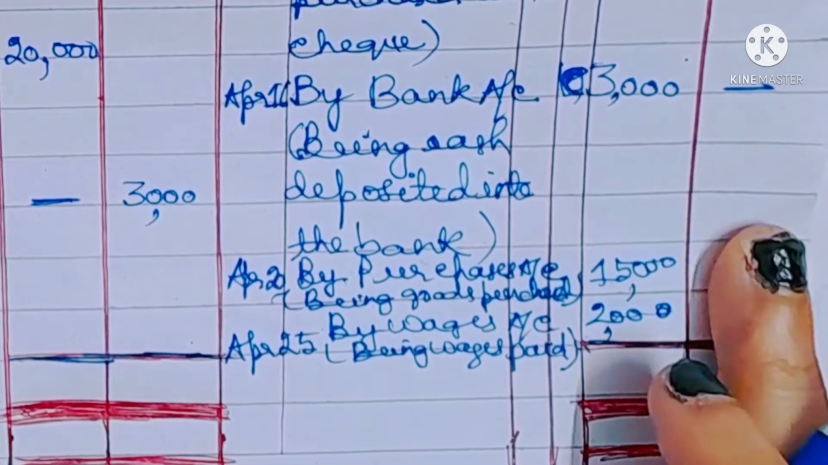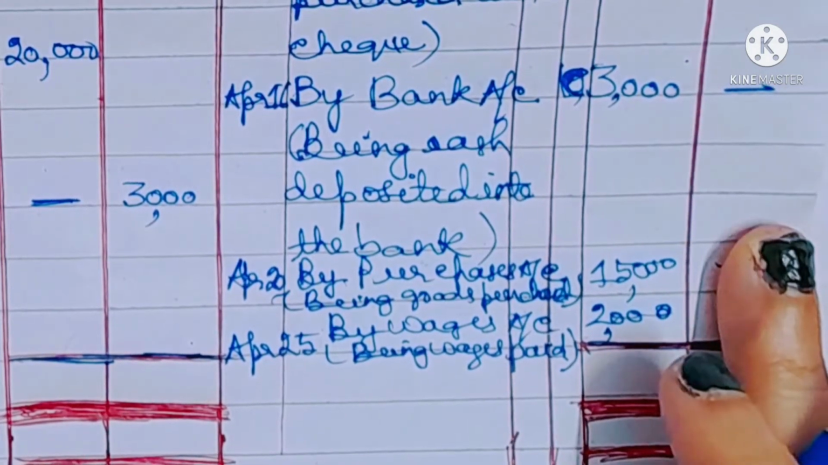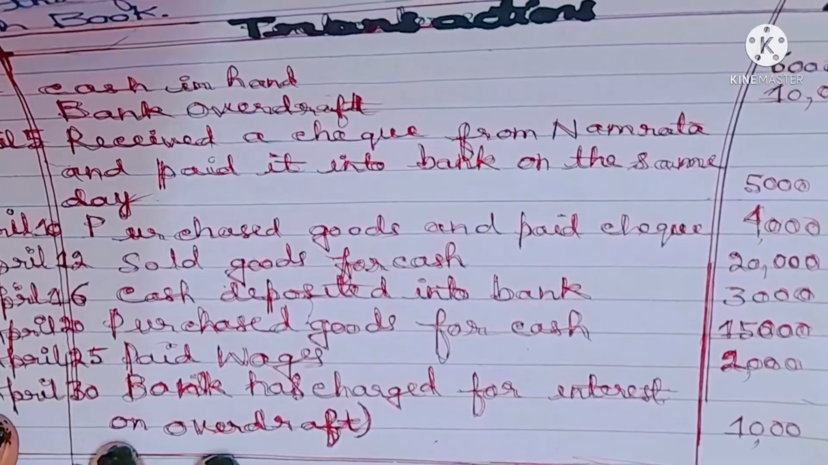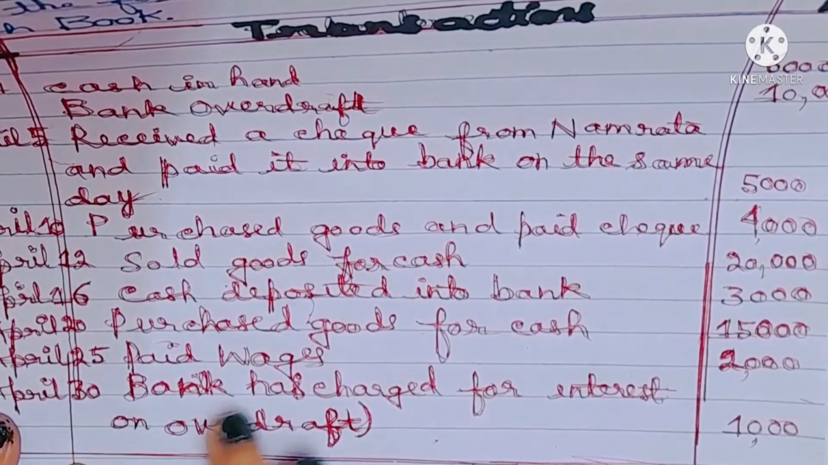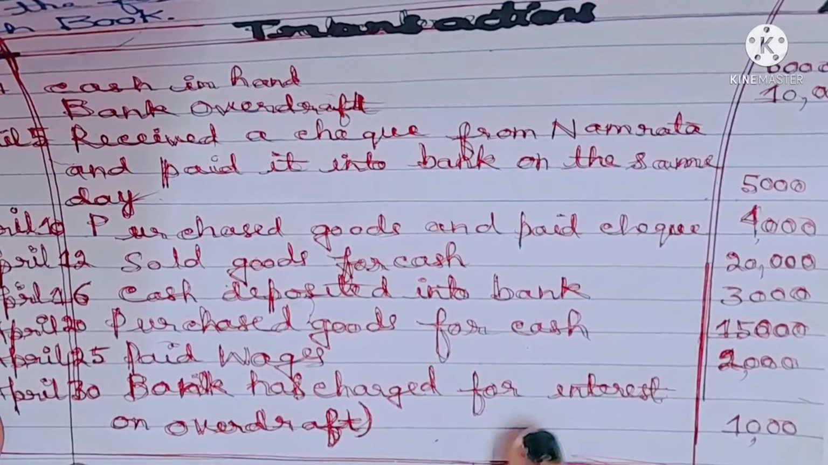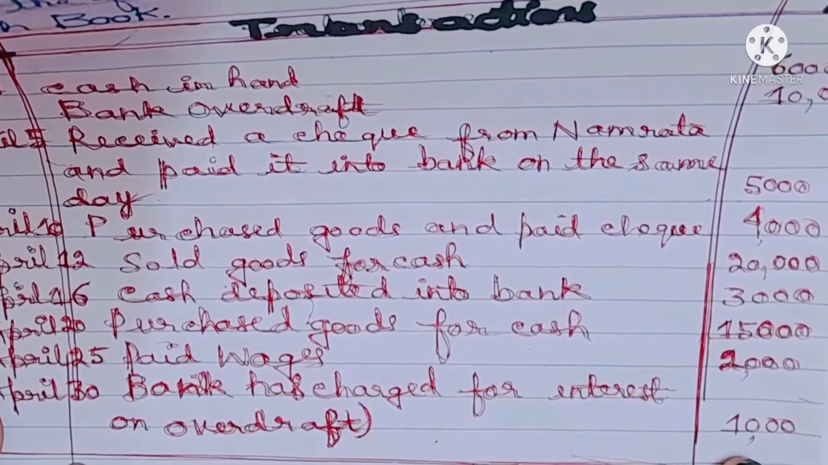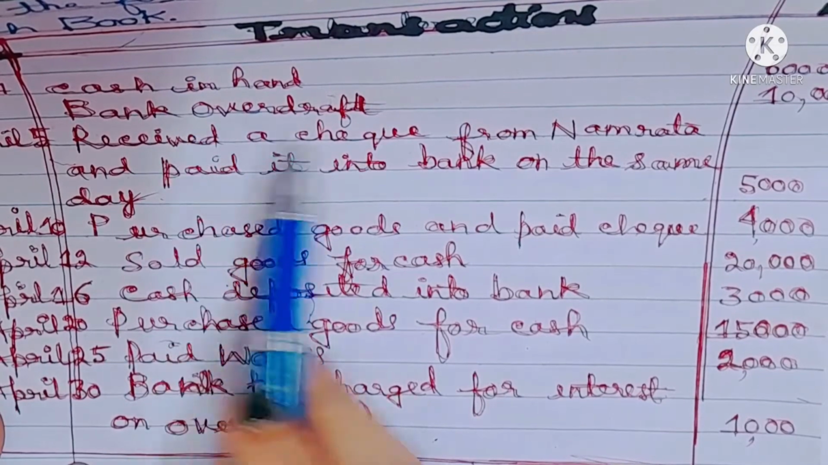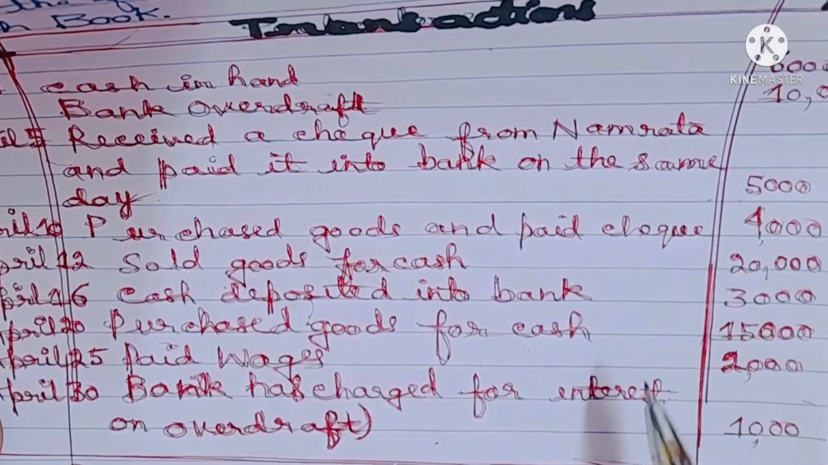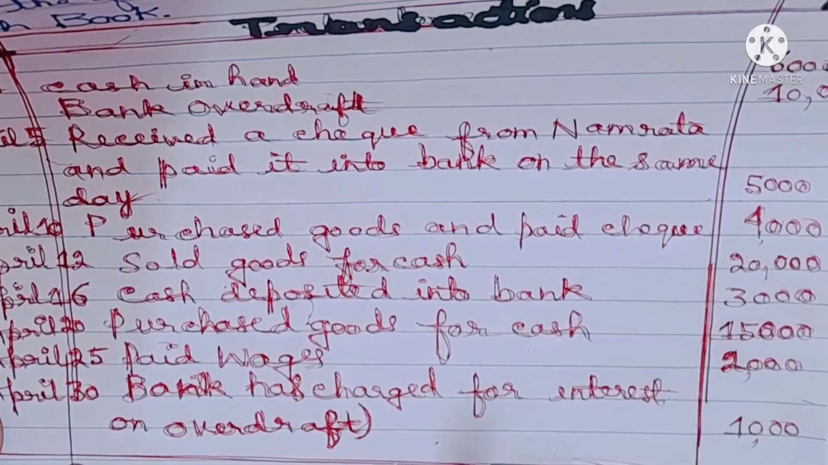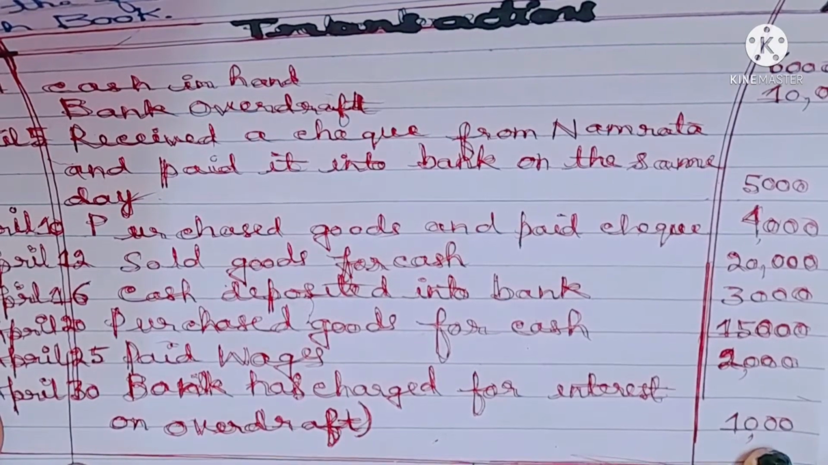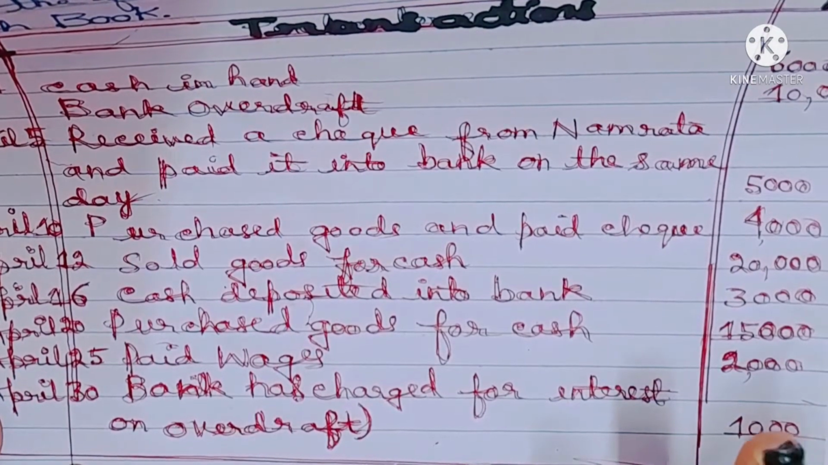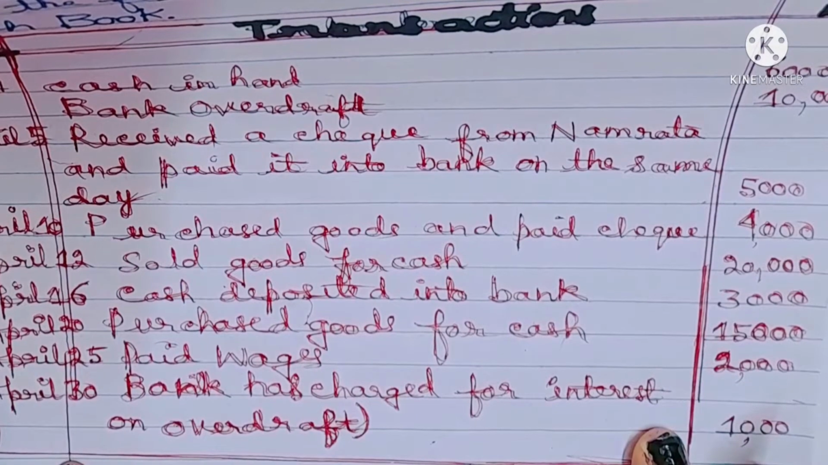Understood? Now, let's see the last transaction. The last transaction is on 30th April, bank has charged for interest on overdraft 1,000. Remember, bank has given this facility, bank overdraft 10,000. So bank is charging some interest on 10,000, that is 1,000. Okay, when a bank overdraft is given, the bank always charges interest. So what will be the journal entry?